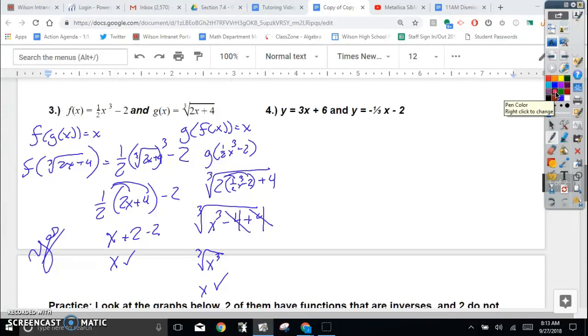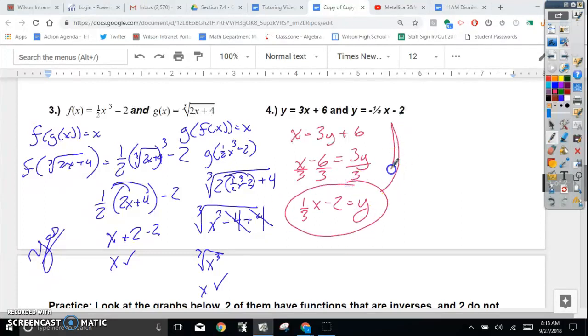So what I'm going to do here is switch x and y, and then solve this for y, get y by itself. So I subtract 6 over. Now I'm going to divide by 3. So this is one third x minus 2 equals y. Do these two match? Nope. So this is no. Notice this has a negative. This is still positive. So that will not be an inverse. This has a negative. This does not.